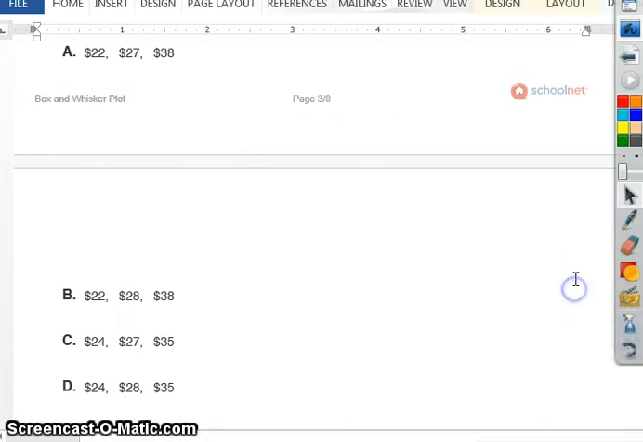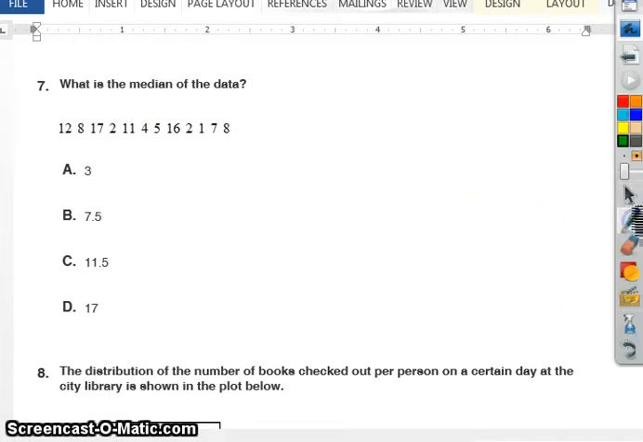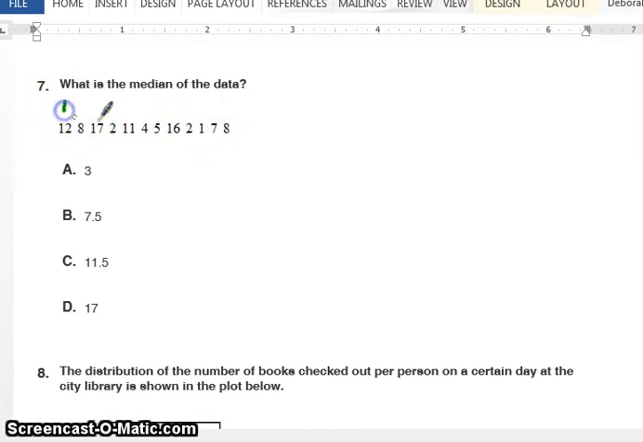So then the next one, number 7 says, what is the median of this data? Put them in order from least to greatest. I see 1, 2, 4, 5, 7, 8. There's another 8 over there.